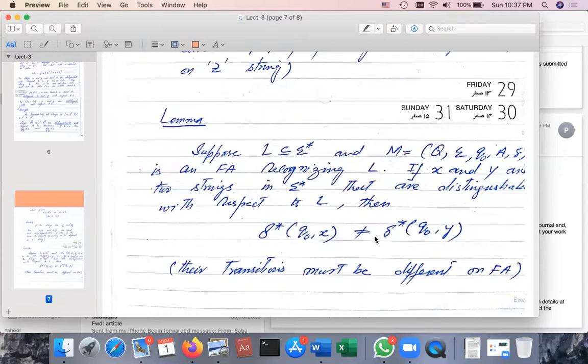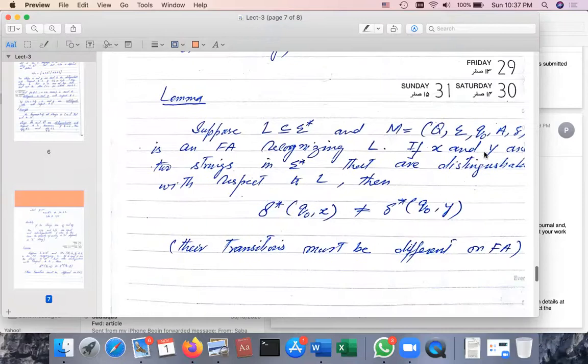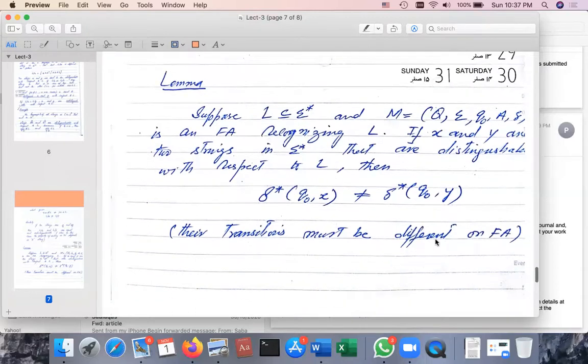Their transitions must be different on the FA because they are distinguishable. I don't have to say different, but for understanding I can use this word because X and Y are different. One belongs to the language and the other does not belong to the language. So that's why their transitions would not be equal. This is quite easy to understand: if there are two distinguishable strings, then their transitions must also be different. So that's why it is written here.